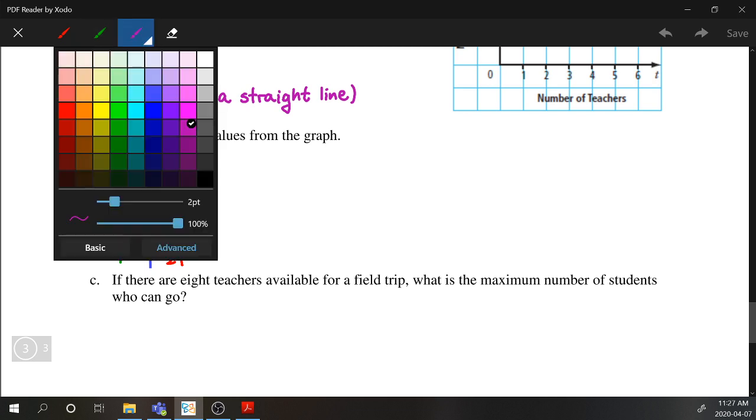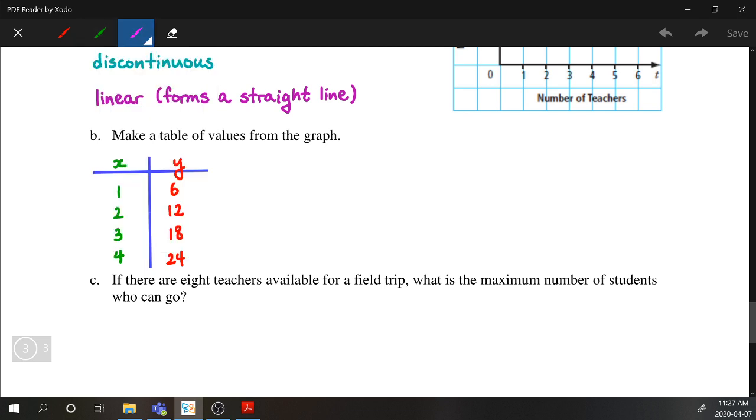And one of the things you can use linear relations to do is to figure out what happens if the pattern continues. So if you have 8 teachers available, how many students can go? So you have 8 teachers, and you can have a maximum of 6 students per teacher. So you can simply multiply things out. 8 times 6 is 48 students.